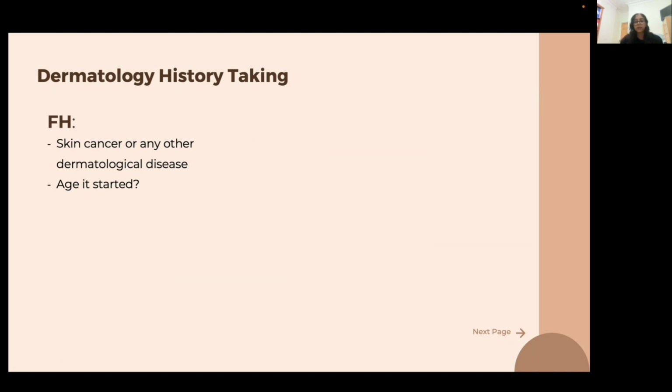And again, just asking about any other dermatological disease. So common ones are eczema, psoriasis, vitiligo. These are common conditions that can be seen that run in the family. And like I mentioned before, the age that it started.